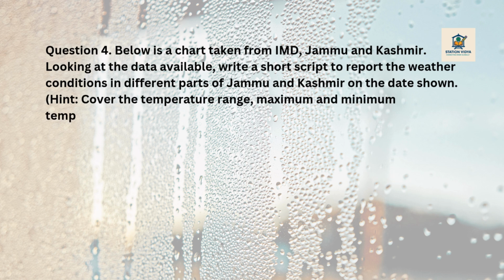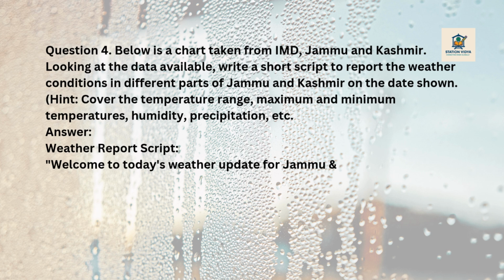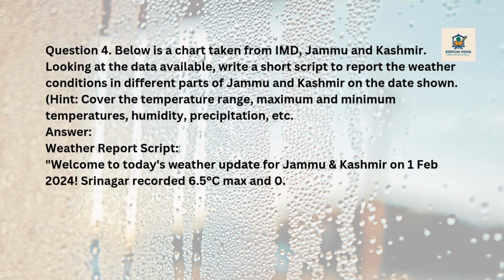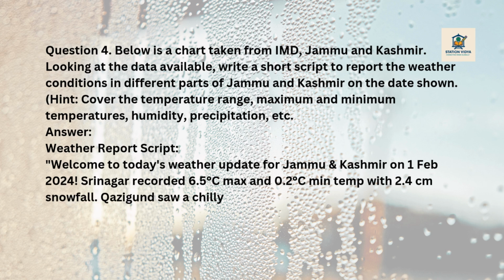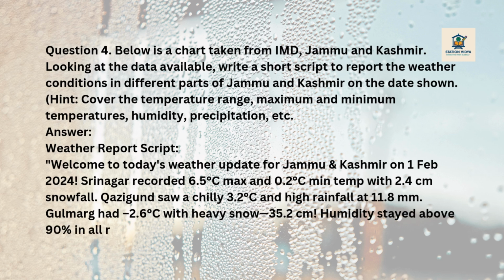Answer: Weather report script. Welcome to today's weather update for Jammu and Kashmir on the 1st of February 2024. Srinagar recorded 6.5 degrees Celsius max and 0.2 degrees Celsius min temp with 2.4 centimeters snowfall. Kazigund saw a chilly 3.2 degrees Celsius and high rainfall at 11.8 millimeters. Gulmarg had minus 2.6 degrees Celsius with heavy snow, 35.2 centimeters. Humidity stayed above 90% in all regions. That's all for now.